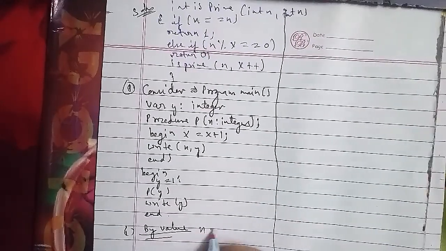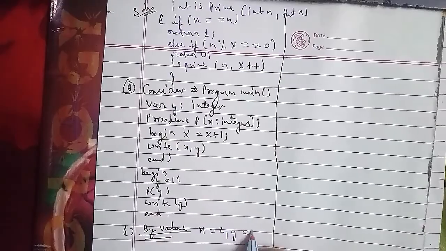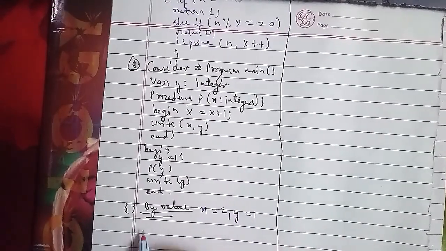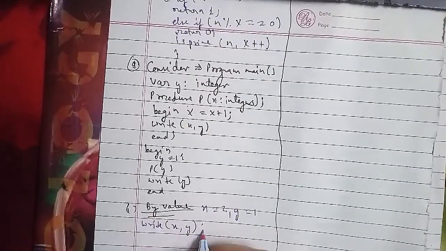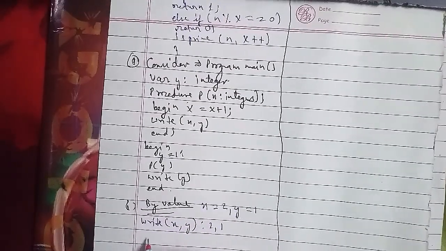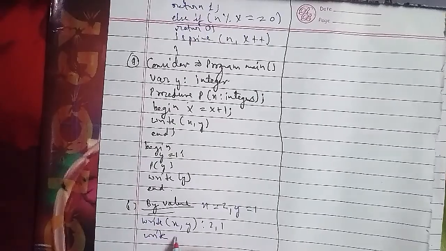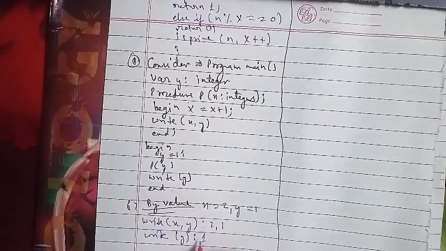So the second part is by reference. In the by reference case here, x equals 2, y equals 2, write x comma y, that is 2 comma 2, and write y, which is 2 here.